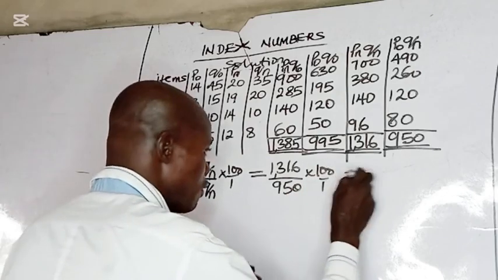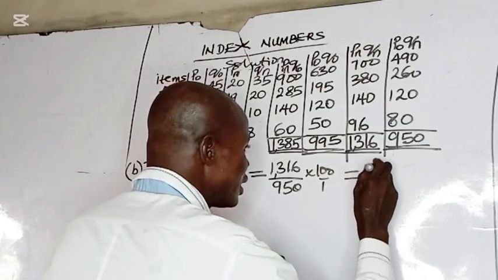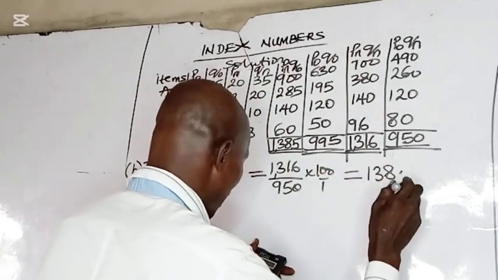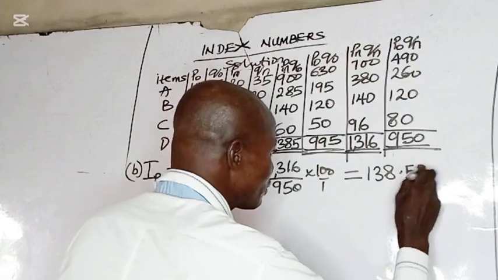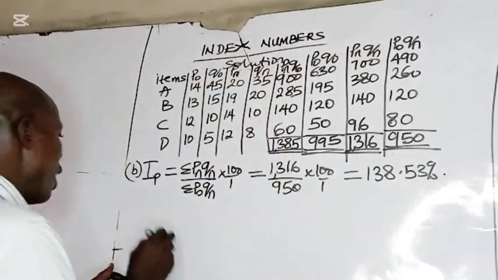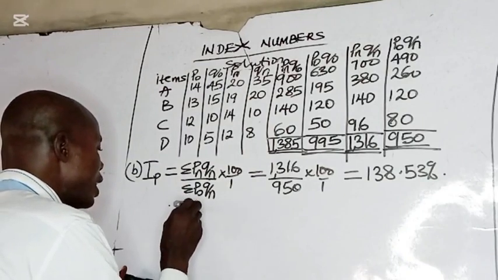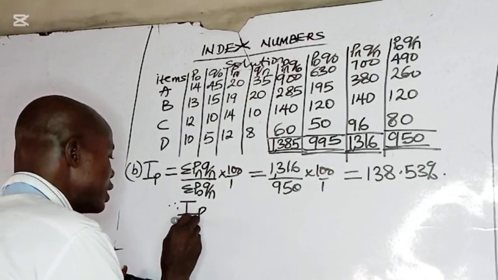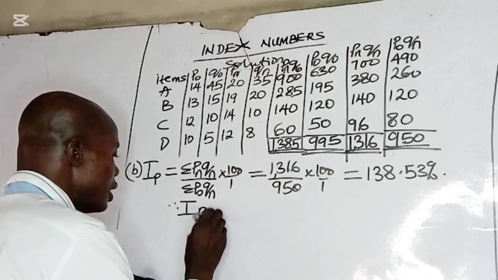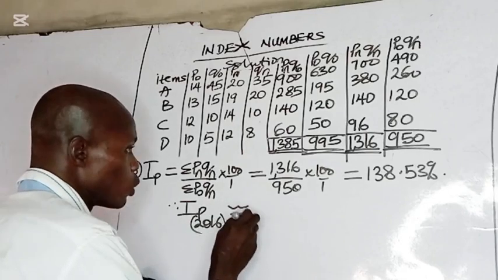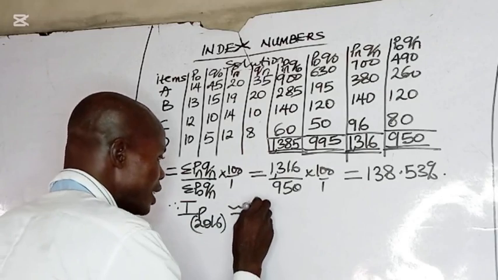So we have 138.53%. Therefore, Paasche Aggregative Index for 2016 is approximately equal to 139%.